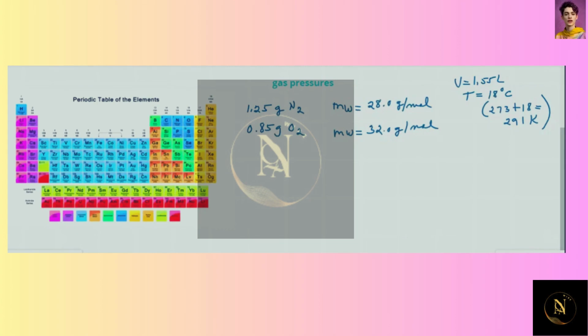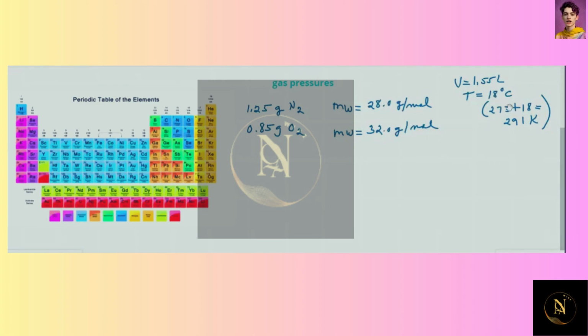This question is going to take a look at gas pressures and specifically partial pressures of gases. We're given 1.25 grams of nitrogen mixed with 0.85 grams of oxygen, and we're asked to determine the partial pressure of each of these gases, at a temperature of 18 degrees C and a container volume of 1.55 liters.